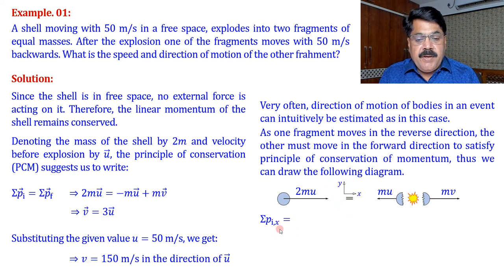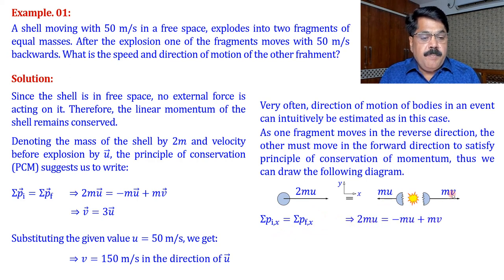So summation p initial x is equal to summation p final x. So what we can say, 2mu is equal to minus mu plus mv. So here the direction towards right we are assuming positive, and towards left we are assuming negative. And by solving this equation you can easily get that v is equal to 3u. Here the sign of v is coming positive, so the direction we have assumed for v is the same.